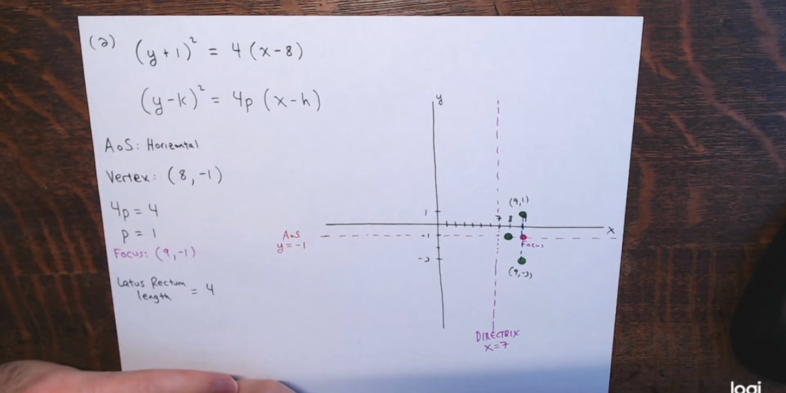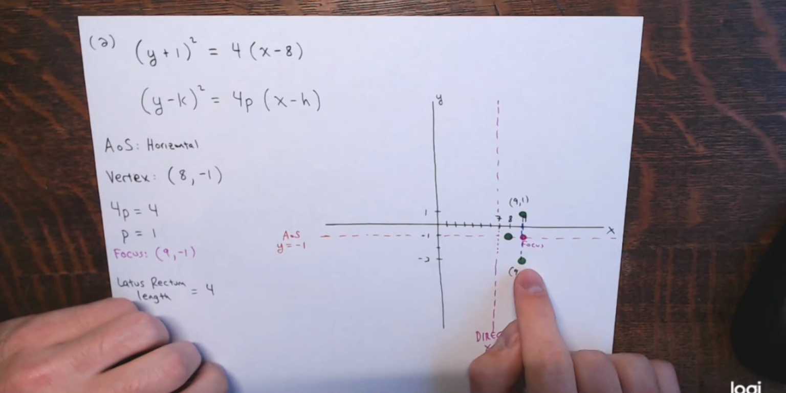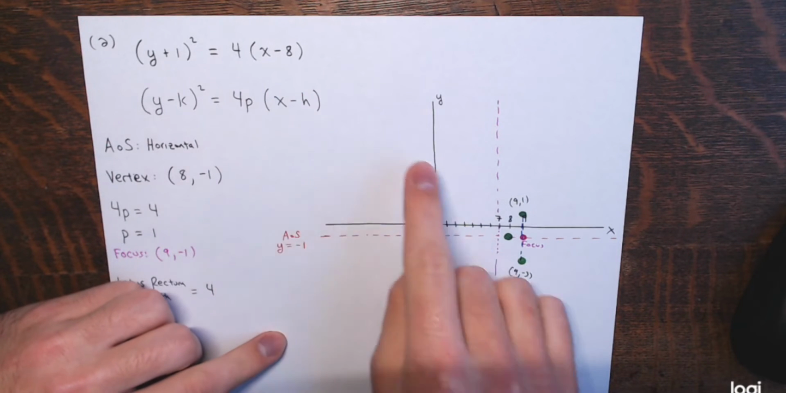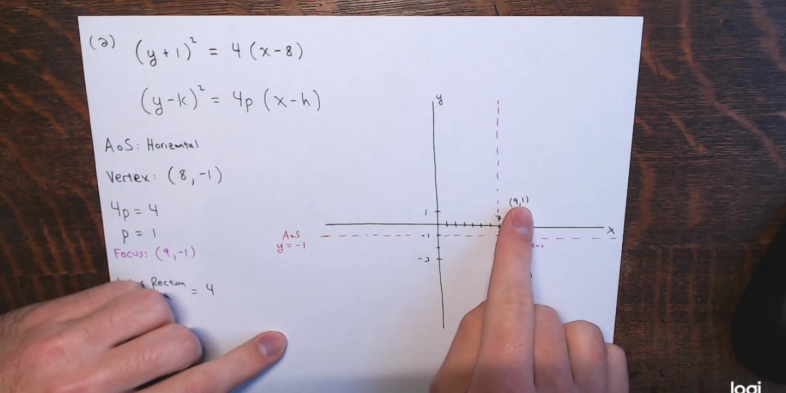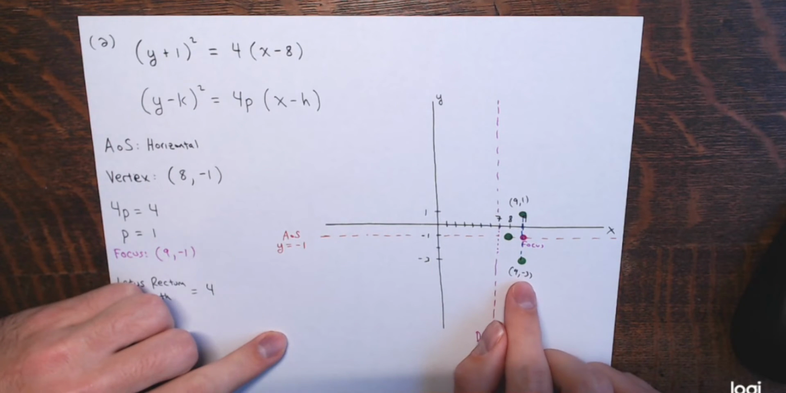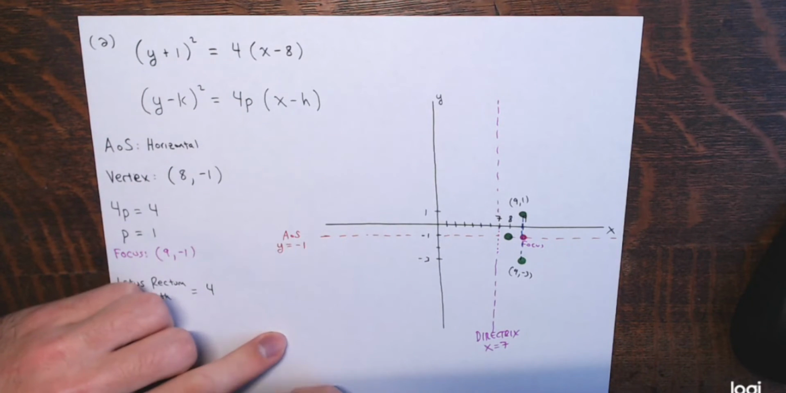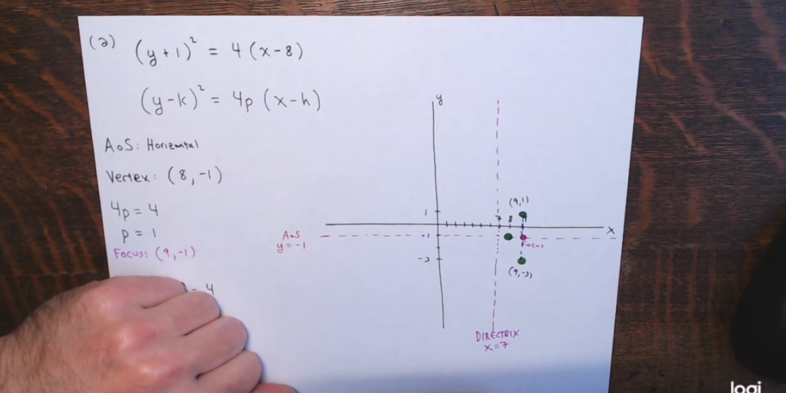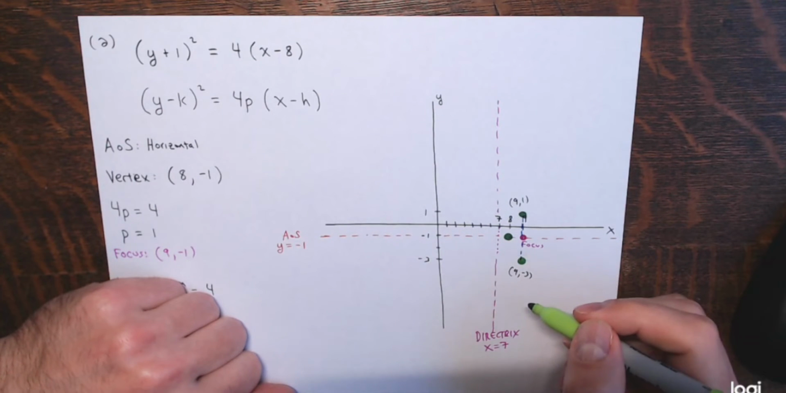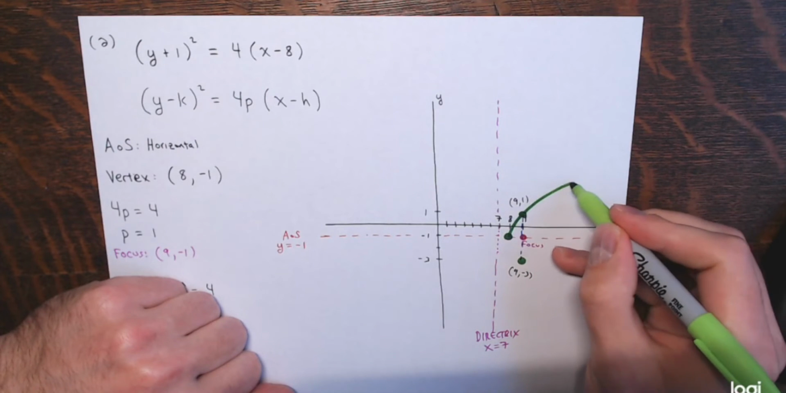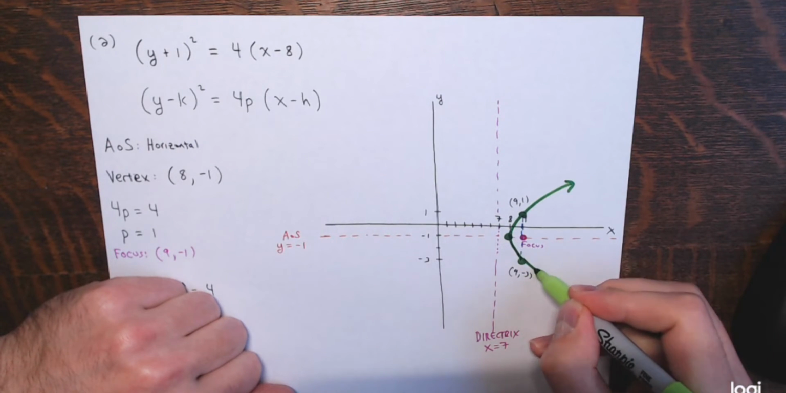And double check, make sure that 9, 1 and 9, -3 are actually solutions of the equation. If I replace x with 9 and y with 1, you'd get 4 equals 4, which is true. And replace x with 9 and y with -3, and you'd again get 4 equals 4 after simplifying. So those are solutions. And now that I have the vertex and these endpoints of the latus rectum labeled here, I can make a rough sketch of the rest of the parabola, the rest of these points.